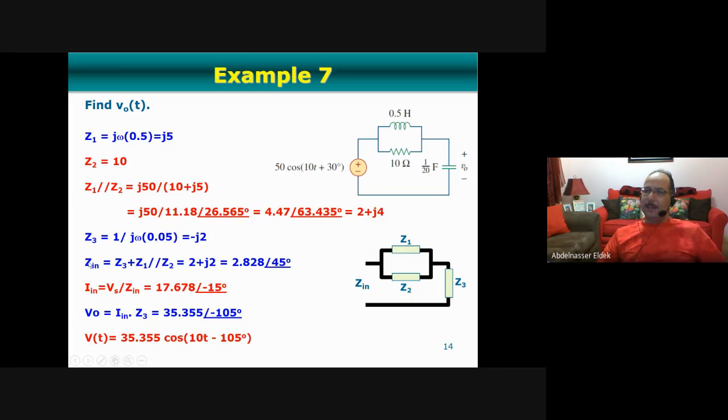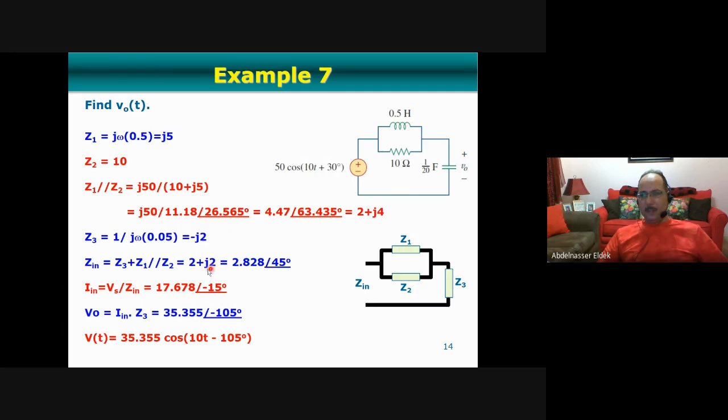You just need to add this to Z3. Z3 is a capacitor, so it is 1 over j omega C. You can calculate it to be negative j2. So now you add this negative j2 to this. It's very easy. The real part is 2. The imaginary, you have negative j2 and positive j4, which will be positive j2. So it will be 2 plus j2. There it is. So this is the total impedance.